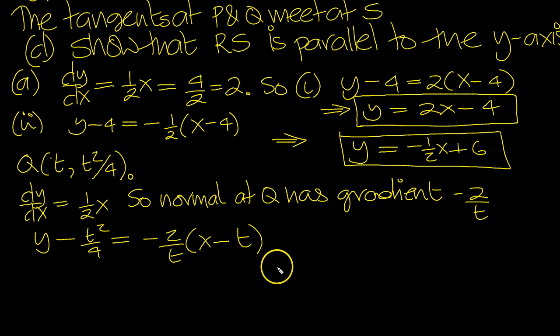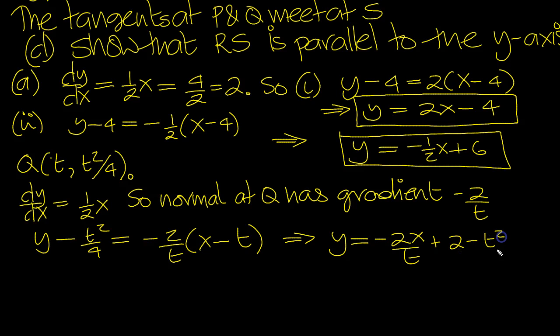Okay, so what have we got there then? We've got y is equal to minus 2x over t, plus 2 minus t squared over 4. So I just expanded the bracket, the t's cancelled, it was plus 2, and then move this over to become plus t squared over 4. So this is the normal at Q.